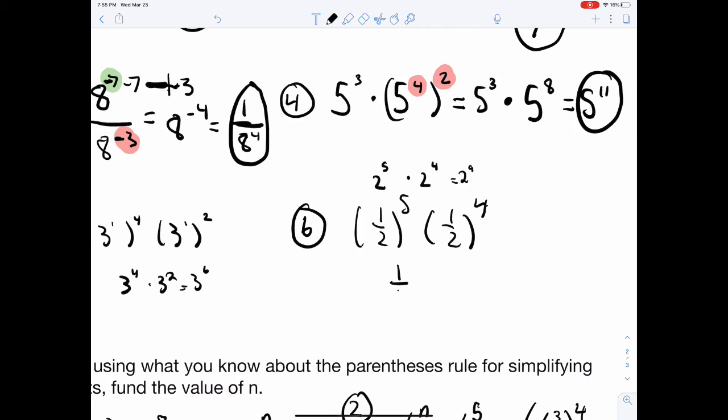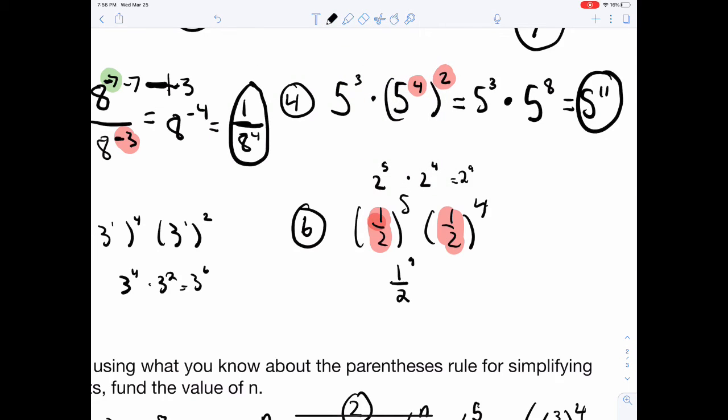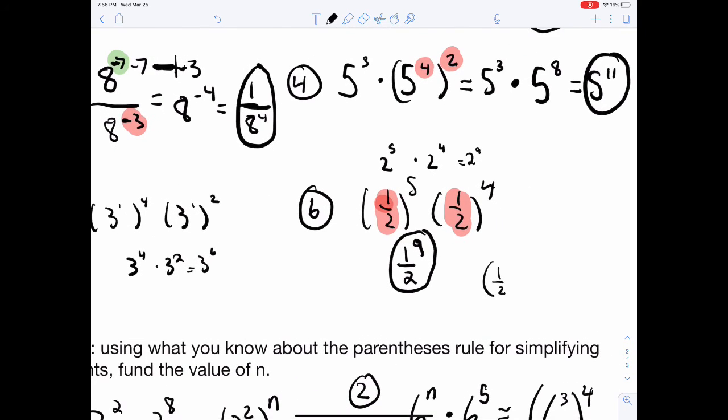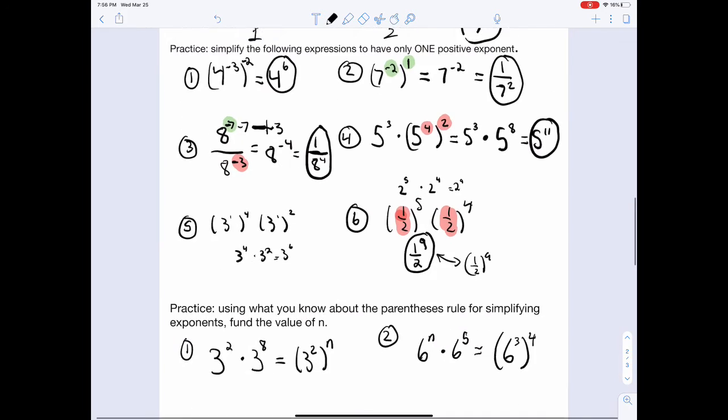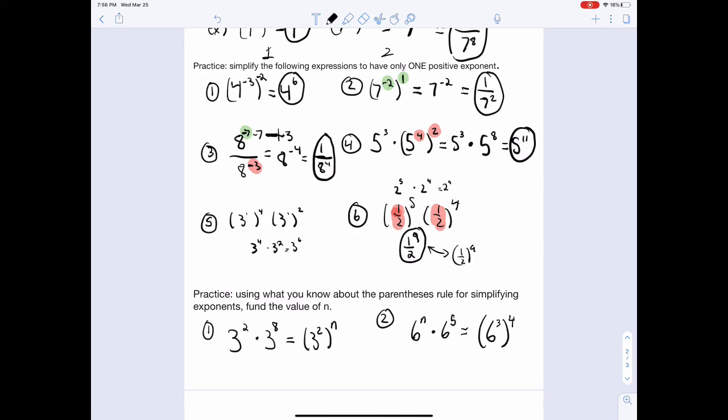So here, our common base is 1/2, so the answer is 1/2 to the 9th. You could include parentheses if you wanted. Either one, both are good. All right, so those are definitely a little tricky. I definitely threw some hard ones in, but if you can get that rule down, you'll be good.